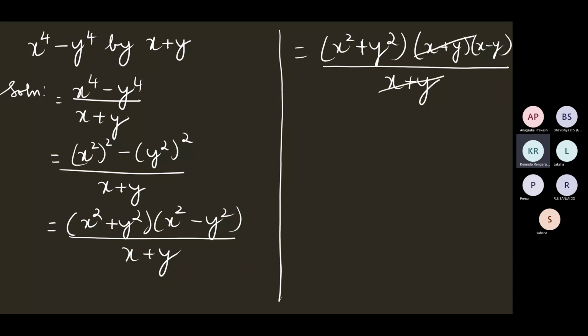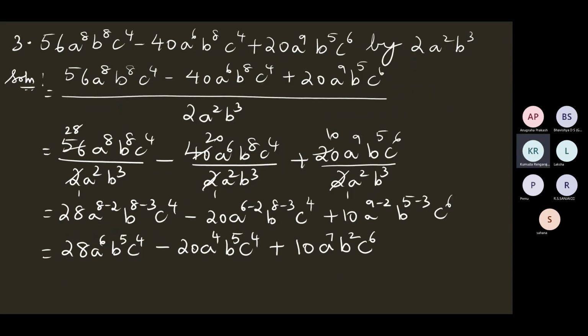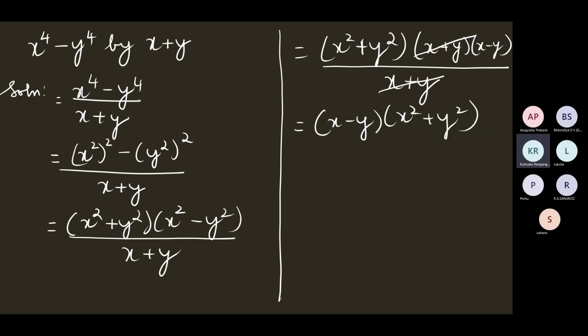Now you can see x plus y in the denominator and numerator get cancelled. So the quotient is x minus y into x square plus y square. The remainder is zero. It's exactly divisible. Now you cannot use the earlier method because the divisor is not a monomial, it's a binomial with two terms. Factorize the numerator and then simplify.